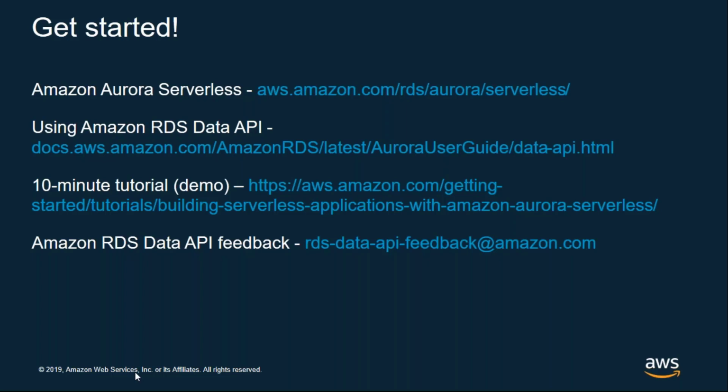And we would absolutely love to hear from you guys. So if you have any problems or concerns or questions about the Data API, if you have any issues or bugs, definitely send us our way. And that email is rds-data-api-feedback@amazon.com.